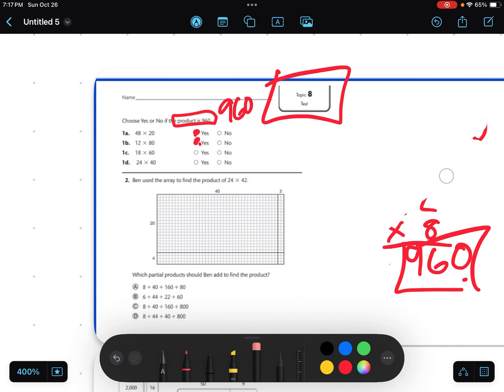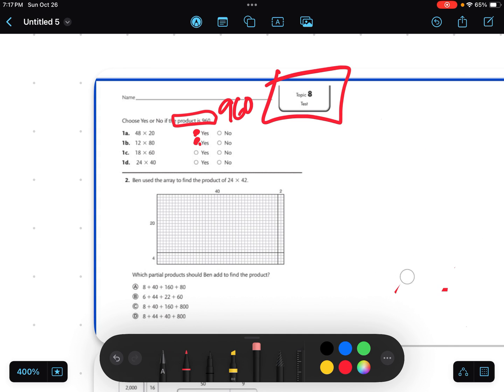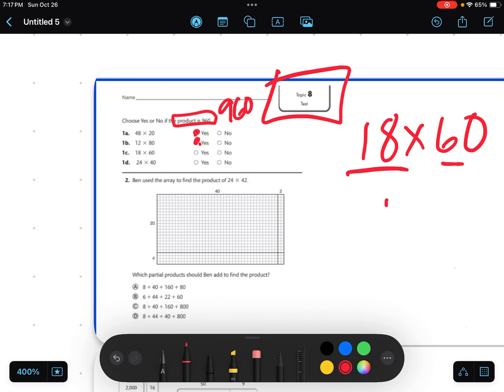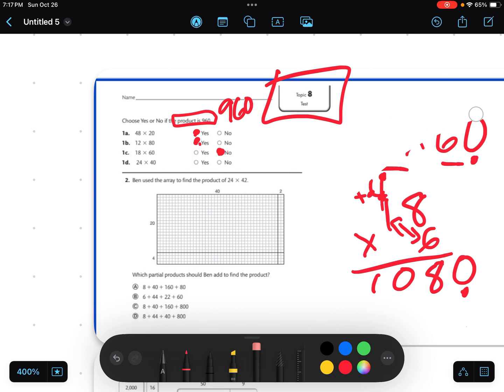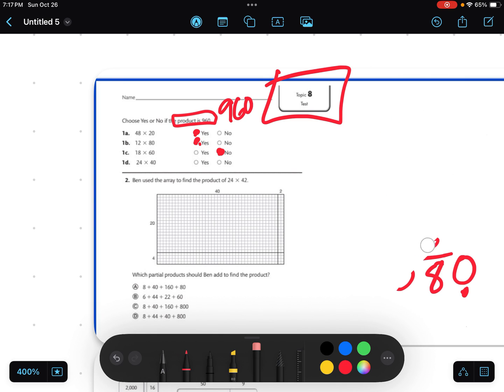Looking at 1C, we have the problem 18 times 60. Look at my base numbers again. 18 times 6. 8 times 6 equals 48. And then my 6 times 1 equals 6. Plus 4, 6, 7, 8, 9, 10. And then I add my 0. So that would be 1080. That definitely is not 960. So that one, the answer would be no. That does not have the product.